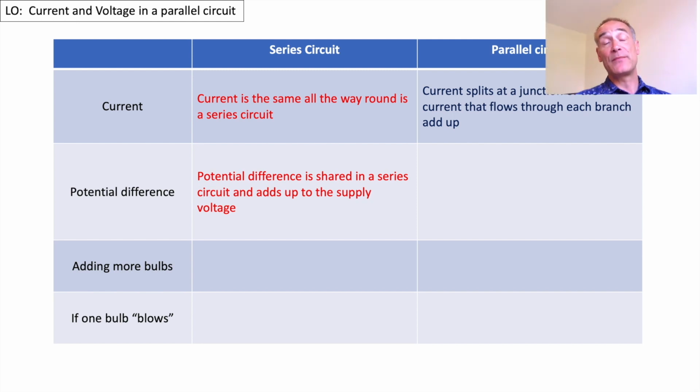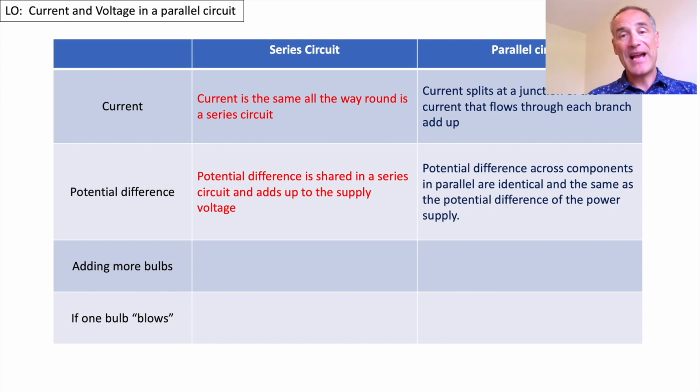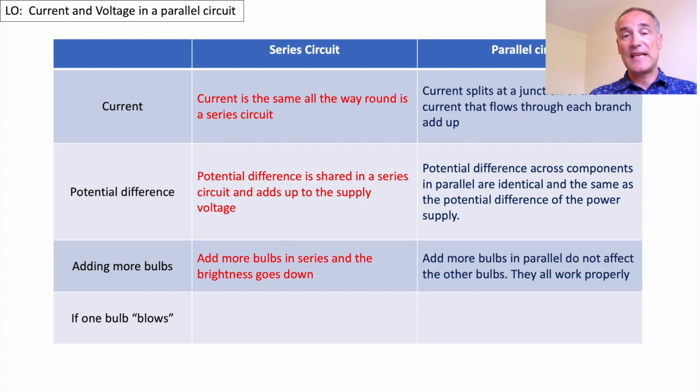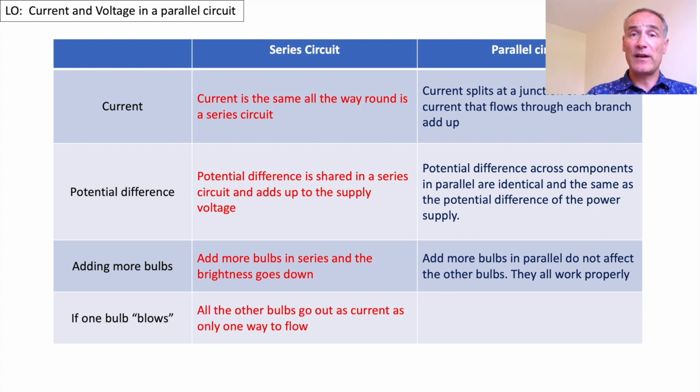In series, the potential difference is shared between the two bulbs. In parallel, the potential difference isn't shared, it is identical to the voltage or the potential difference of the power supply. So if you add more bulbs in series, the brightness of the bulbs goes down. If you add more bulbs in parallel, they have no effect on the other bulbs, so they all work properly at the same brightness.